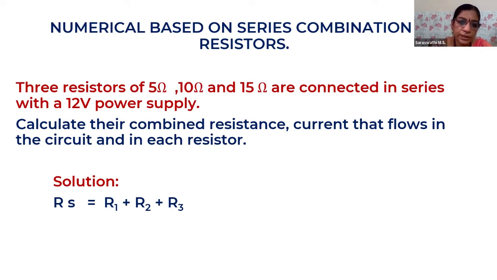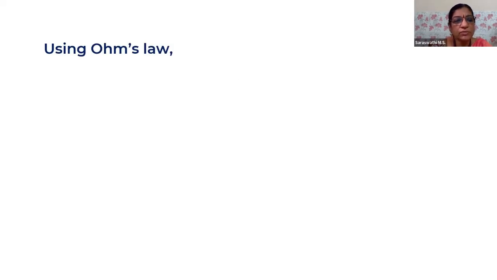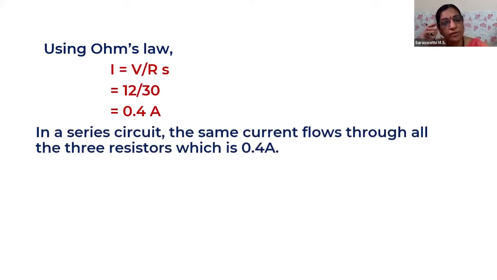So what will be the total resistance? R1 plus R2 plus R3, 5 plus 10 plus 15 gives you 30 ohms. Using Ohm's law, I is equal to V by Rs. So you get the current to be 12 by 30, which is 0.4 amps. What is going to be the current flowing through each of the resistors? It is going to be the same, which is 0.4 amps itself, because current remains constant in a series circuit. Clear?